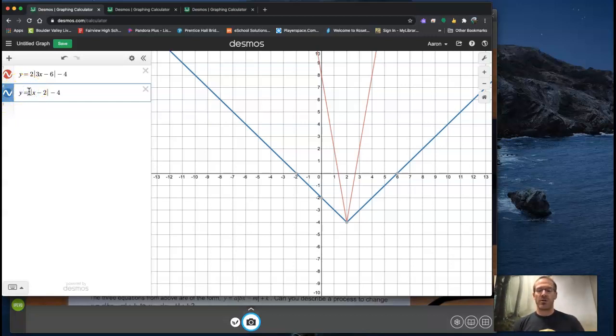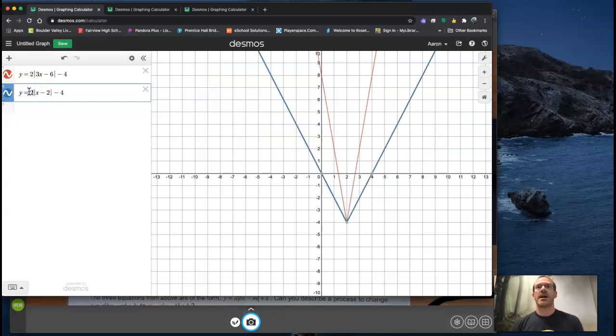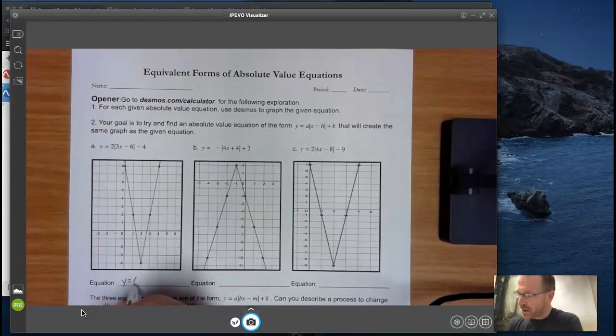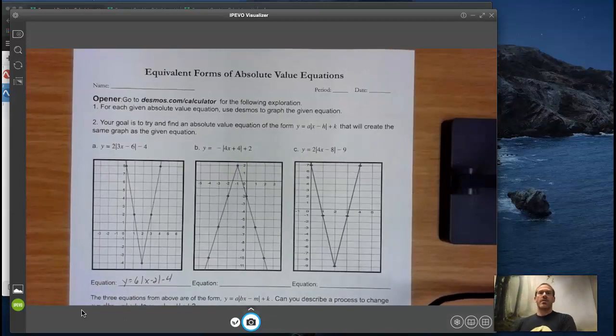I'm going to start with 2 because it already had a 2 out front, and I got a little closer. I know I need to go a little bigger, so I'm going to go with 3 here. A little closer. Go with 4, a little closer. 5, and then notice I get to 6 here. When I have that 6, I get the exact same graph. So what I can see here on A is that this would be y equals 6 times the absolute value of x minus 2, minus 4. There's that equivalent form.